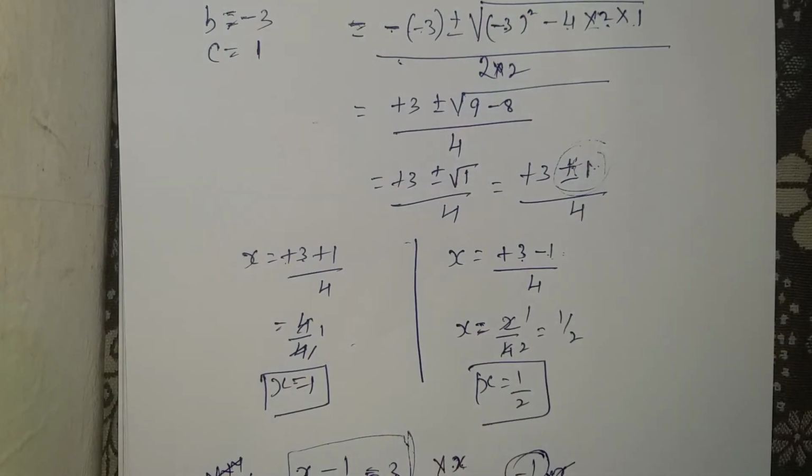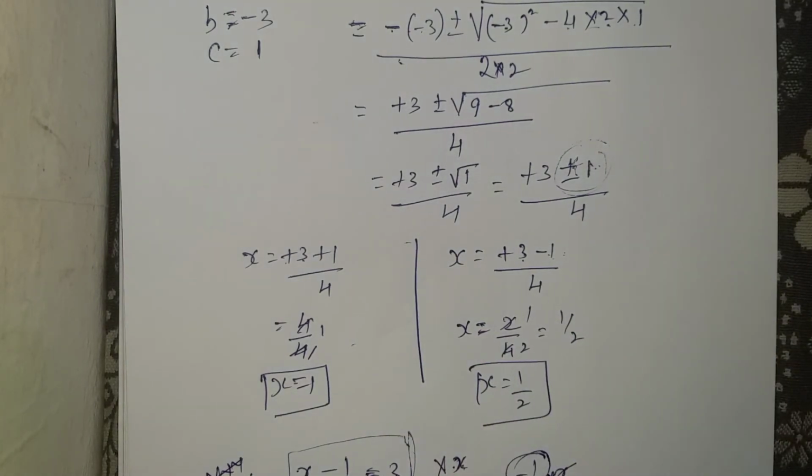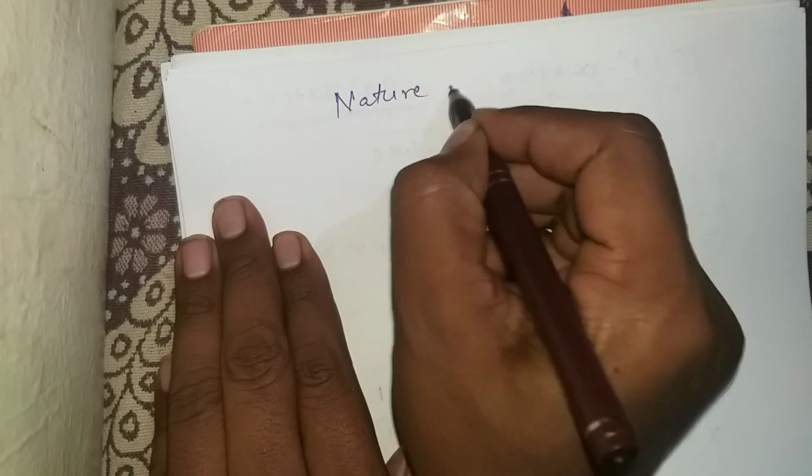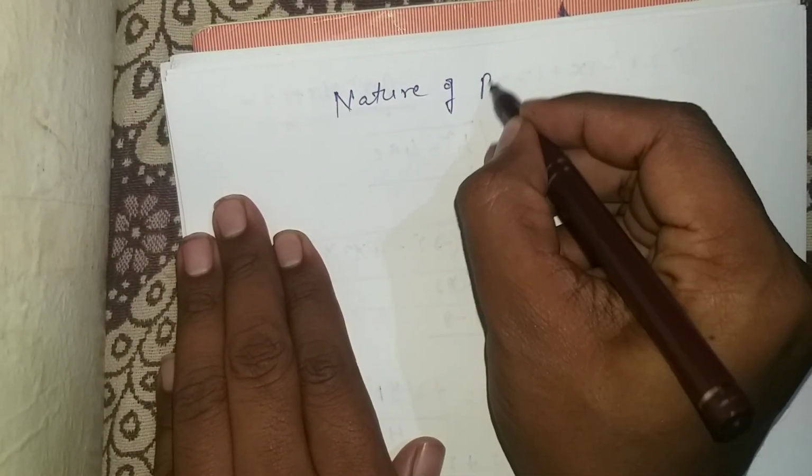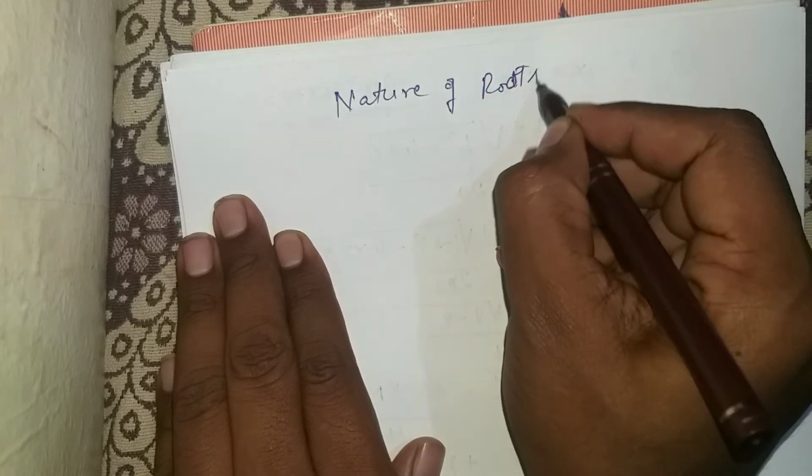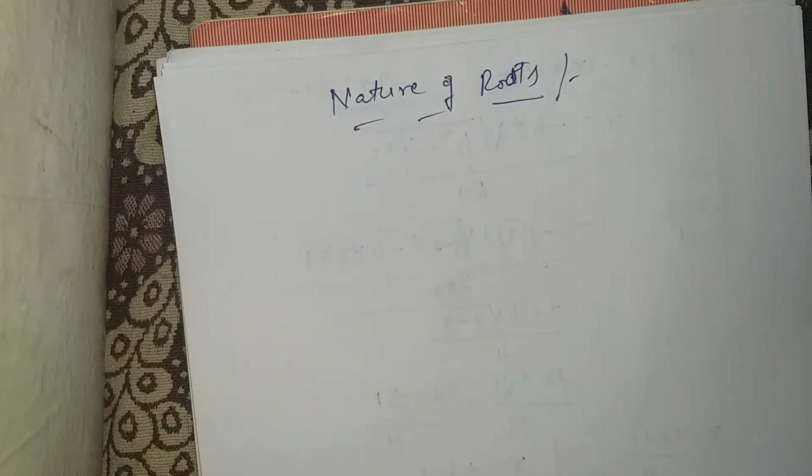If you solve, you will get x value, 2 values. So this is very important. Next, to find out the nature of the root is very important. So next reading is to find out the nature of the root. So I need to find out the nature of the root.